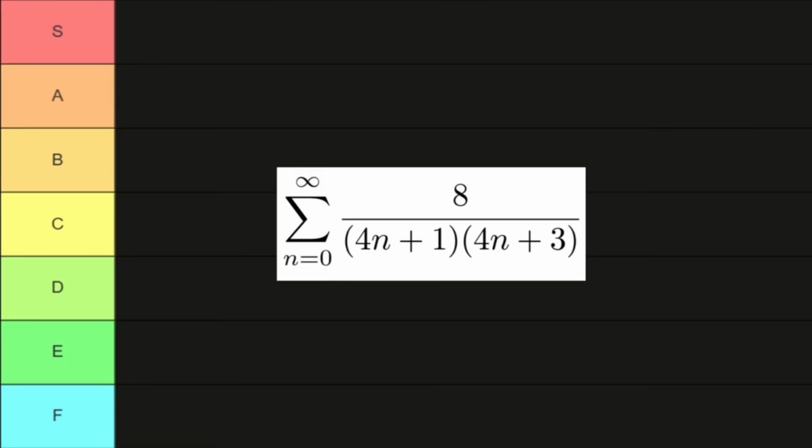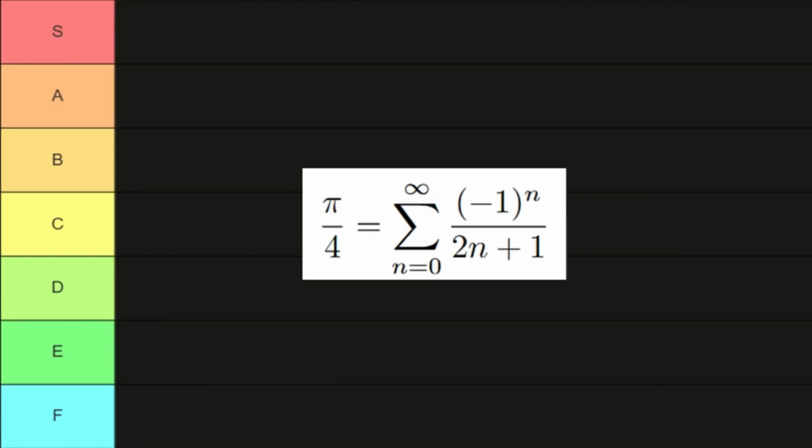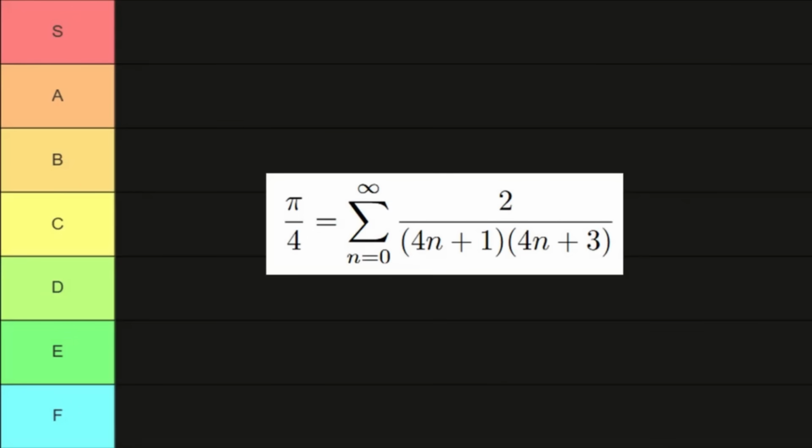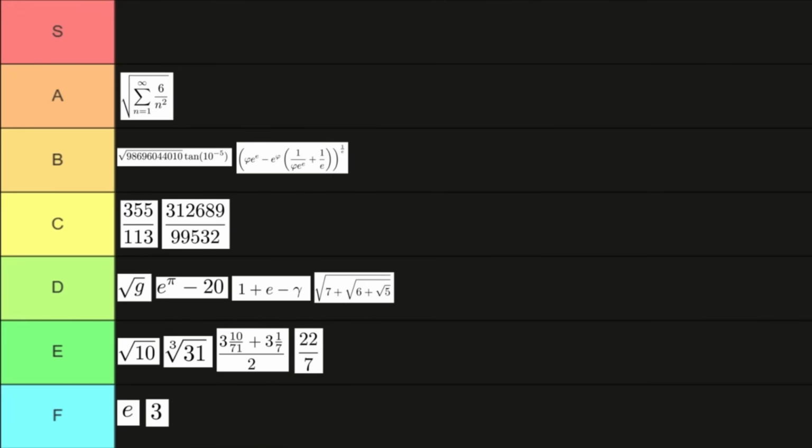So this one comes from the Leibniz formula for pi. If you group terms in pairs, the alternating signs cancel, and you get this clean, non-alternating expression. It's still not the fastest way to approximate pi, but it earns its place in A tier.